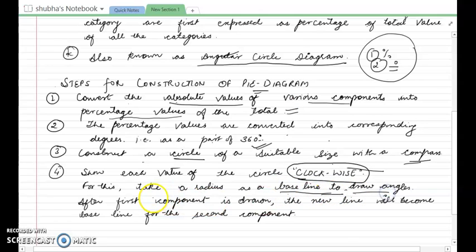To draw angles, after the first component is drawn, the new line will become the baseline for the second component. For the second component, the new line we draw will work as a baseline. So I would like to explain this to you by an example. So let us see the example first.